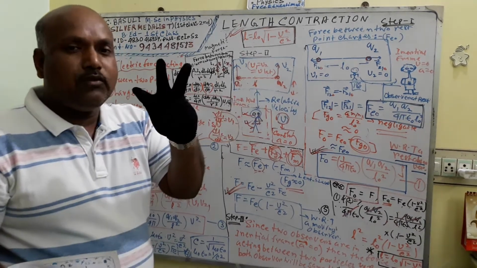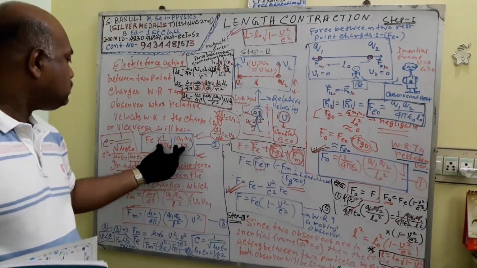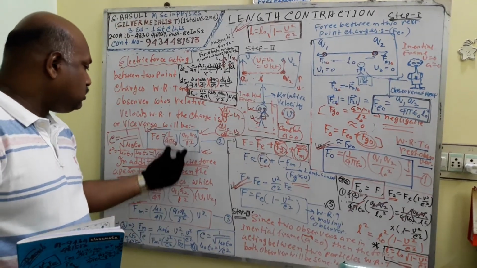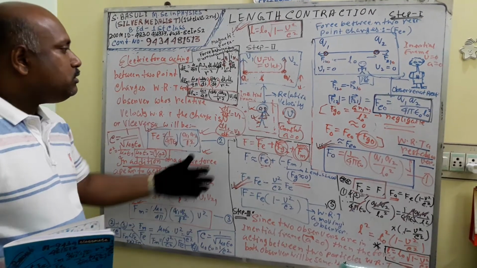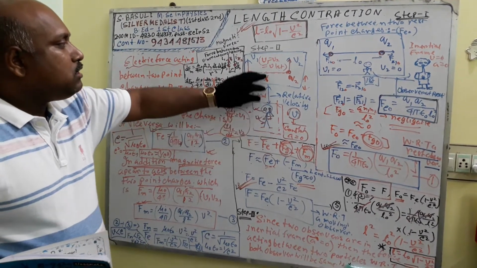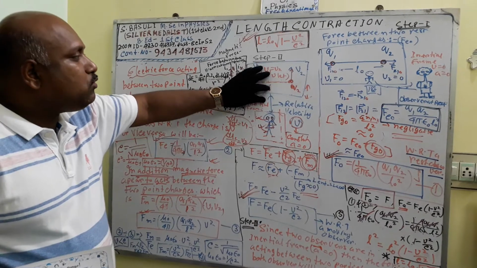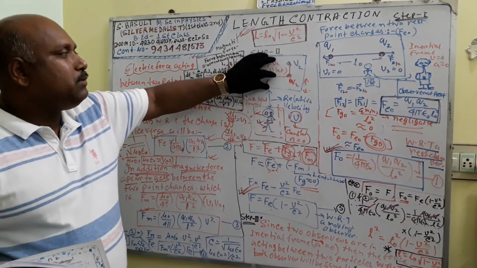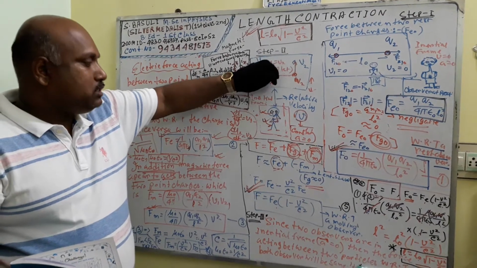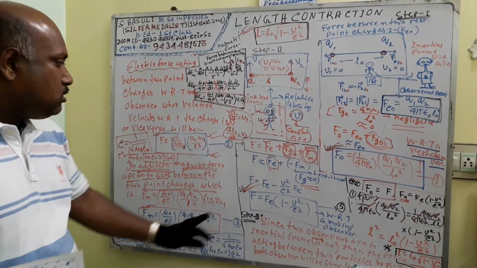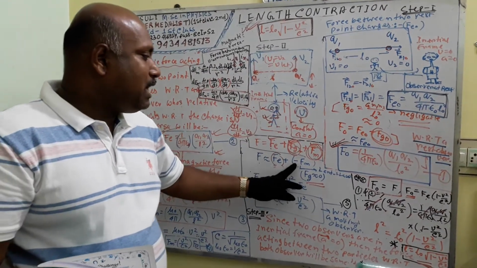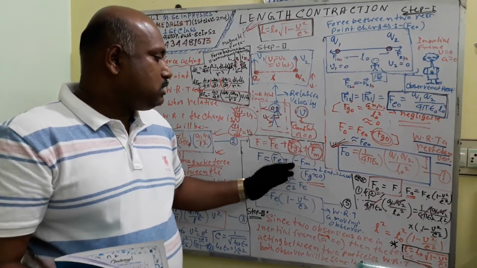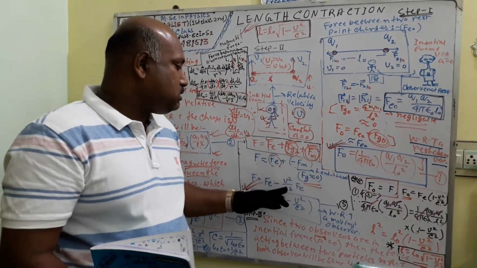There are two types of force: electrostatic force, the Coulomb force, and magnetic force. So with respect to this observer, electric force as well as magnetic force act between them. Therefore, the total force acting between these two charges is equal to electric force plus magnetic force, whose directions are opposite. That's why you subtract in this equation.